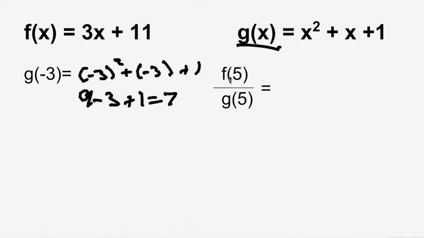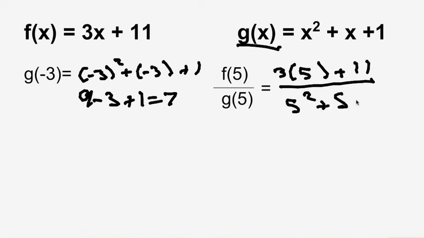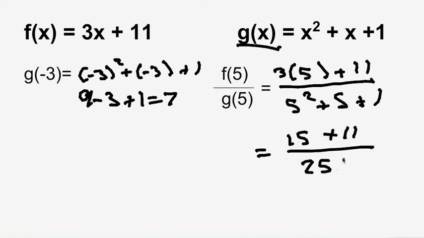On the second one, f of 5 divided by g of 5, you know that you're doing f of 5 as the numerator. So 3 times 5 plus 11. And then g of 5 as the denominator. So 5 squared plus 5 plus 1. So that equals 15 plus 11 over 25 plus 6. So that equals 26/31. But as I said before, you wouldn't be able to do that if it was just y equals, because y over y doesn't tell you which equation's on top, which equation's on bottom.